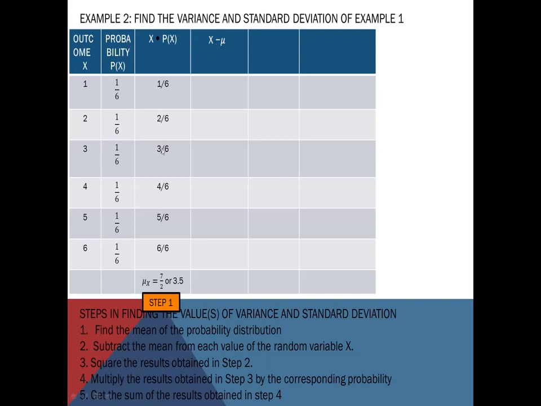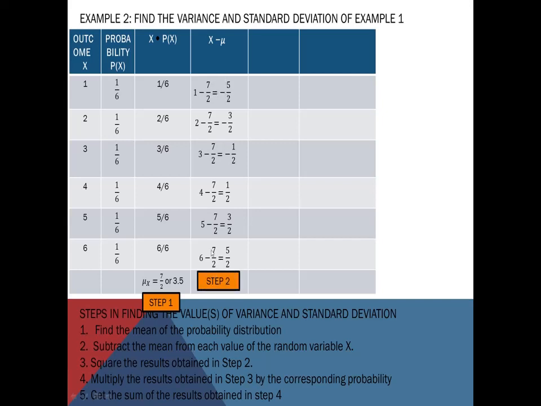So, 1 minus 7 over 2 equals negative 5 over 2. 2 minus 7 over 2 equals negative 3 halves. 3 minus 7 over 2, negative 1 half. 4 minus 7 over 2, positive 1 half. 5 minus 7 over 2, that is positive 3 halves. 6 minus 7 over 2 is 5 over 2. So that is now our step number 2.